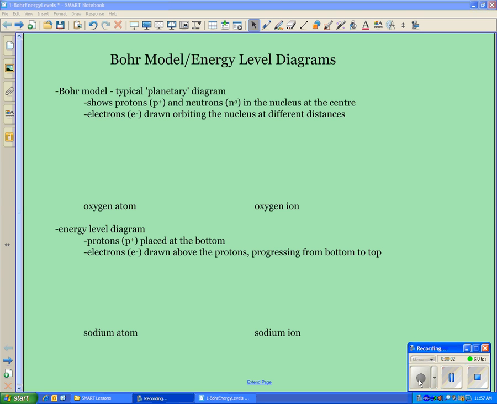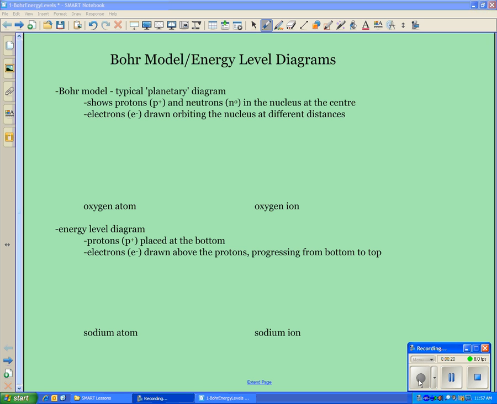This first lesson in the bonding unit is going to be some review of some concepts you should already know from Science 10 and your science units in junior high. First thing we're going to look at is the Bohr model, and that's the typical planetary diagram that most students are familiar with from junior high.